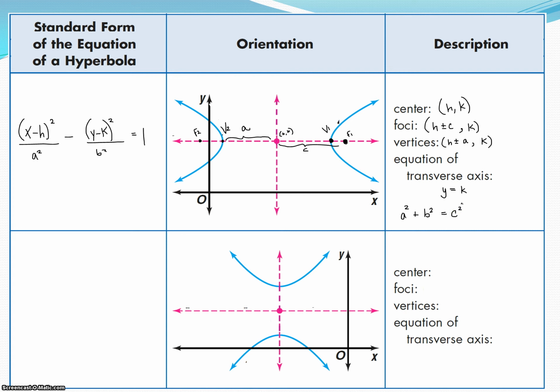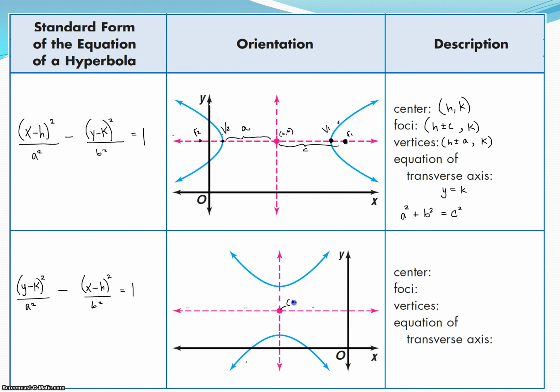Okay, let's take a look at vertical hyperbolas. Instead of starting with x, they're going to start with y. So y minus k quantity squared over a squared minus x minus h quantity squared over b squared equals 1. So again, subtract because it's a hyperbola and we use the difference. And you'll notice this time the y part comes first in the equation, and so it's going to go up and down.